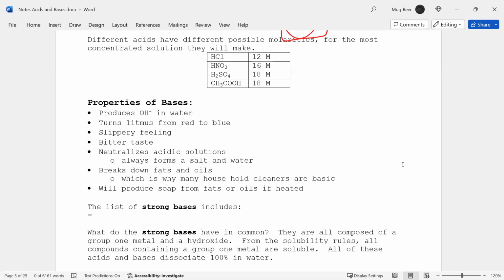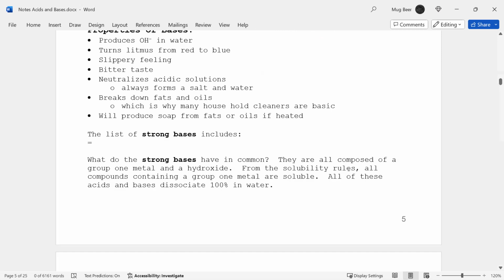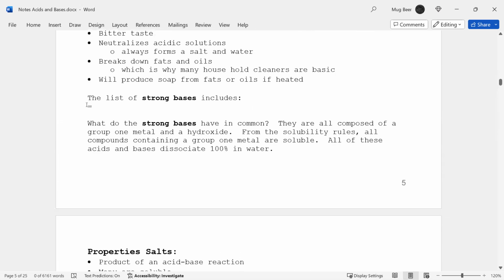So the list of strong bases is not here. It's supposed to be right there. Where did it go? It's super easy. Take all the group 1 metals and attach an OH to it. Lithium hydroxide, sodium hydroxide, potassium hydroxide, cesium hydroxide, rubidium hydroxide. Probably not any francium hydroxide because there really isn't any francium. But you're most commonly going to come in contact with sodium hydroxide and potassium hydroxide, possibly some lithium hydroxide, but probably not because lithium is used for a bunch of stuff now, obviously.